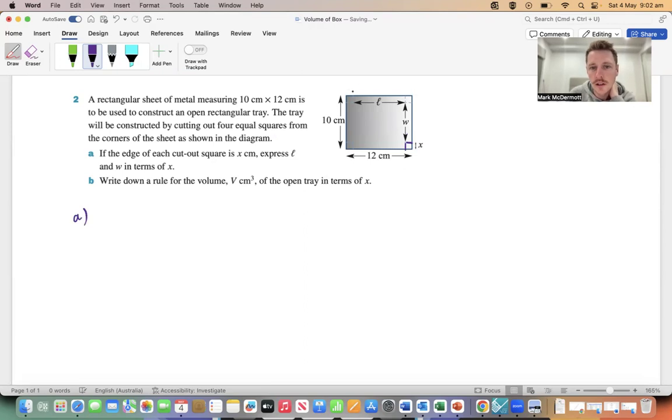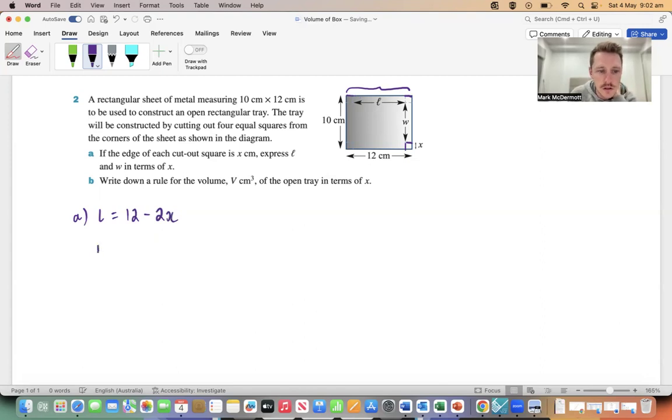Okay, well the length, hopefully you can see that it says the tray is 12 centimeters long. The length is the part when we take out those x bits. So there's an x part here and an x here. So it's 2 groups of x. So hopefully you can see that the length must be 12 minus 2 groups of x.